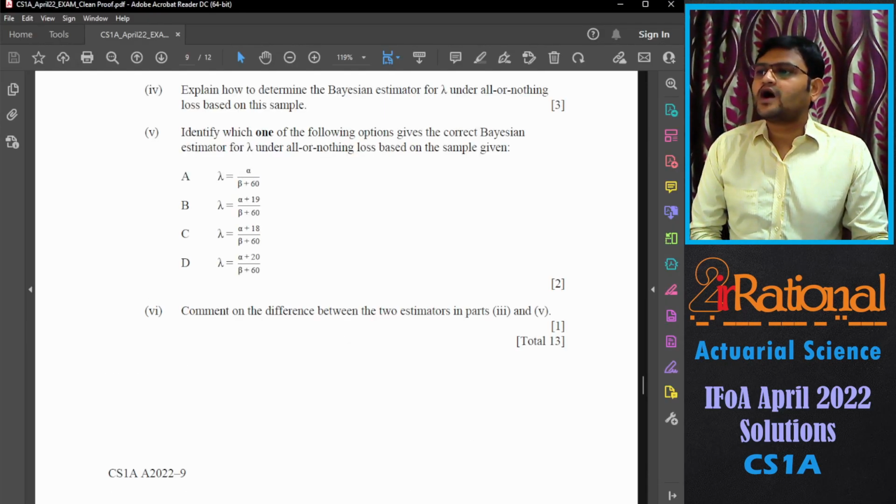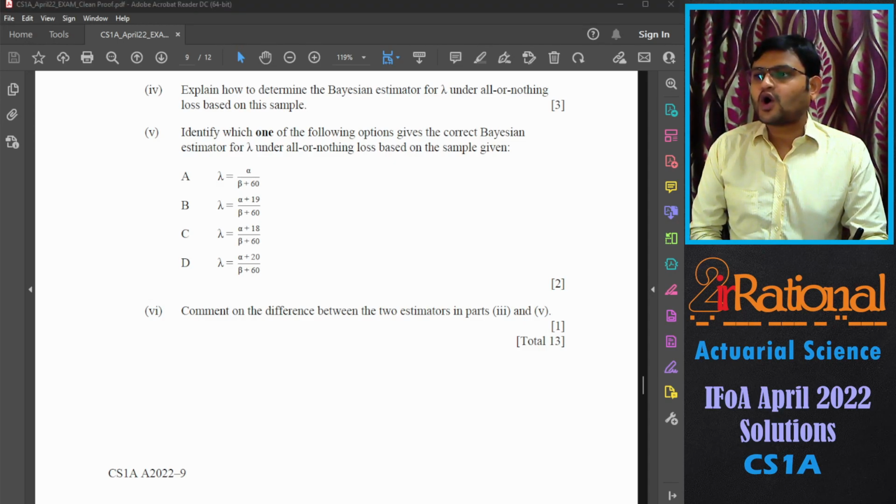Fourth part, explain how to determine the Bayesian estimator for lambda under all or nothing loss based on this sample. Fifth part, identify which one of the following options gives the correct Bayesian estimator for lambda under all or nothing loss based on the sample given. Because in each one of them, you can see in the denominator we have 60 where it should be summation ti. So that is why I'm assuming that it is talking about 60 minutes. And for the last one, they're saying comment on the difference between the two estimators in part 3 and 5.